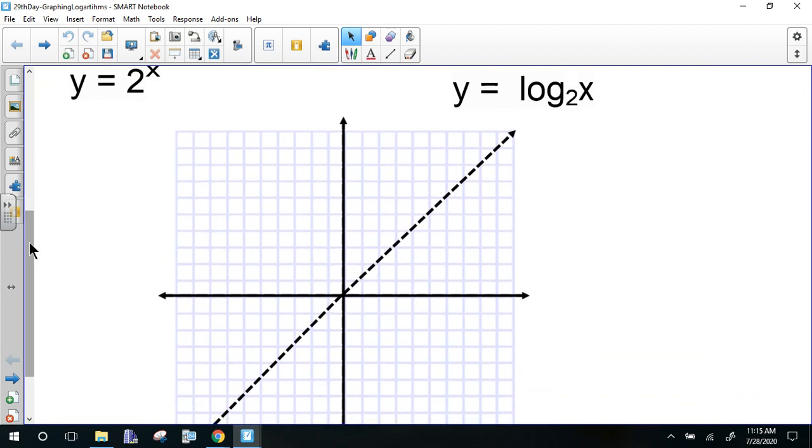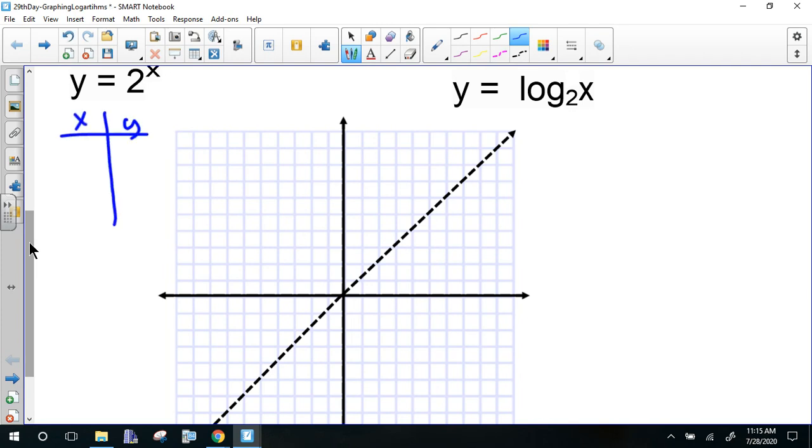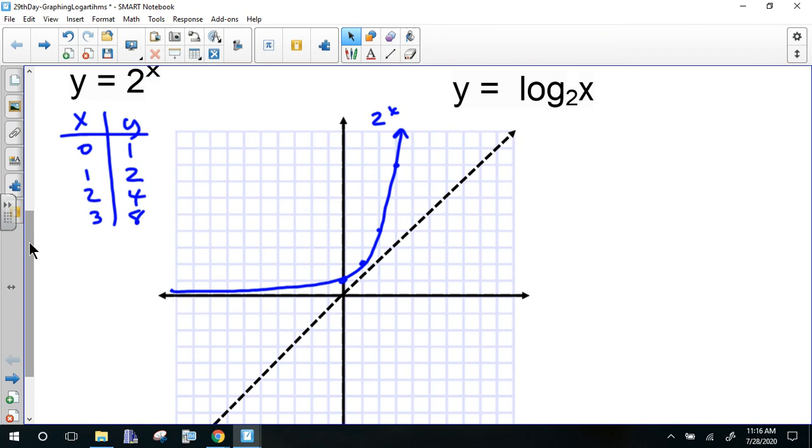So if we graph 2 to the x power, put some x values in there: 2 to the 0 power is 1, 2 to the 1 is 2, 2 squared is 4. We graph that: 0, 1, 1, 2, and 2, 4. Let's go one more. 2 to the 3rd power would be 8. So we would be out here at 3, 8. If we graph that, it looks something like that. That's 2 to the x power.